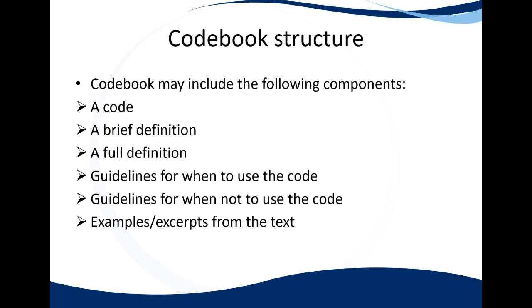You need to know what this code is, what is the definition, and then what is the full definition. So what is this code? What does it tell us? And then you expand also to say, okay, with this code, this is what I expect to see, what I expect to find. And I will use this code every time I see this particular word or the particular phrase in the raw data, right? So this is when I will add this as a code. I will add the word or the phrase as a code when I see it this way or that way. And then guidelines on when to use the code, and then examples or excerpts from the text.